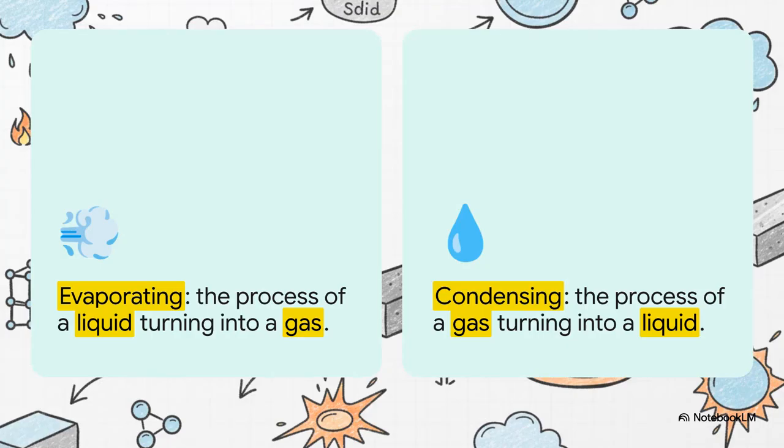And our second pair is evaporating and condensing. If you add more heat to a liquid, it'll evaporate and turn into a gas. Just think of a boiling kettle. And just like before, it works in reverse. Cool that gas down, and it condenses back into a liquid. You actually see this every single time a window fogs up on a cold day.